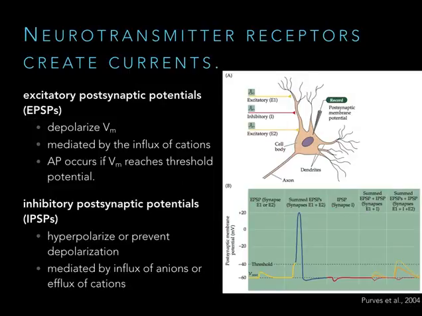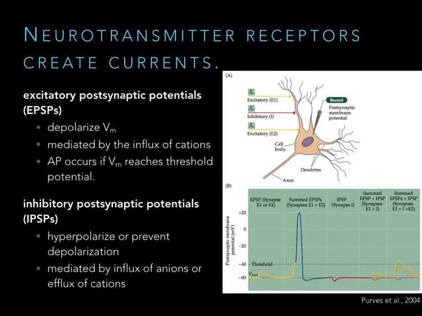So we generate action potentials so that we can release neurotransmitter, and we release neurotransmitter so that we can generate currents in our target cell. That target cell might be a muscle. We might be asking our muscles to contract so we can run away or pick up a sandwich and eat it or whatever it may be. Or it may be another neuron.